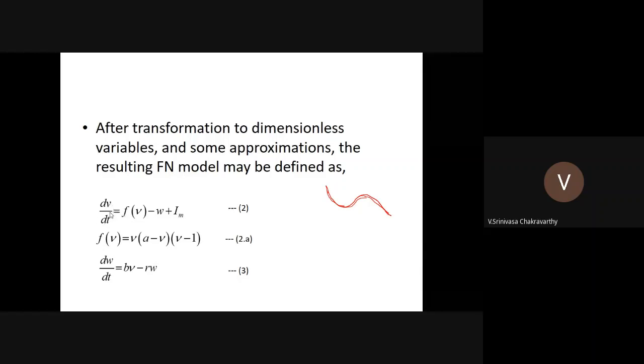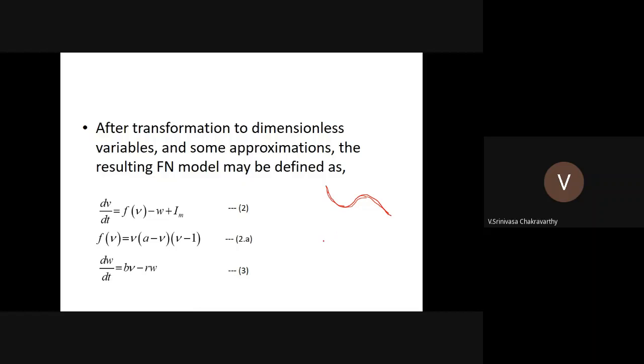The first equation is like the voltage equation, and these are dimensionless, slightly abstract quantities, but corresponding to those original quantities. So for Vm, we have this small v here. So dv by dt is equal to f of v minus w plus Im. Im or Ia is the external current, and f of v has this kind of shape, given by this cubic equation: v into (a minus v) into (v minus 1).